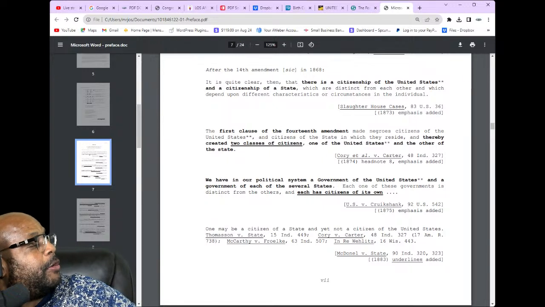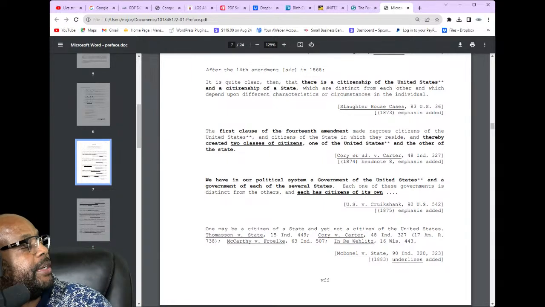Okay, the first clause of the 14th Amendment made Negroes citizens of the United States and citizens of the state in which they reside, and thereby created two classes of citizens, one of the United States and the other of the state.